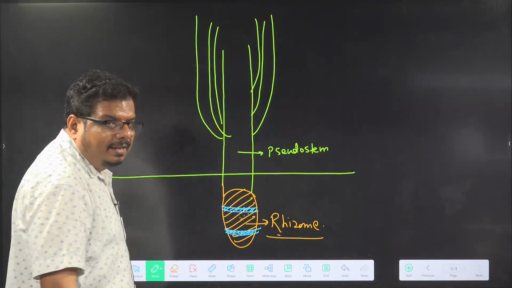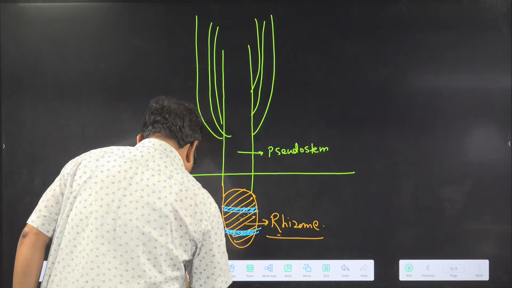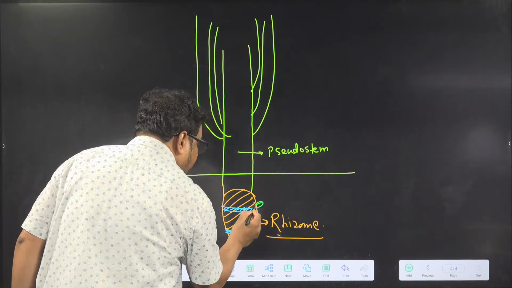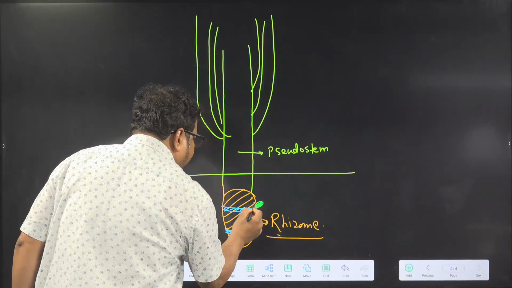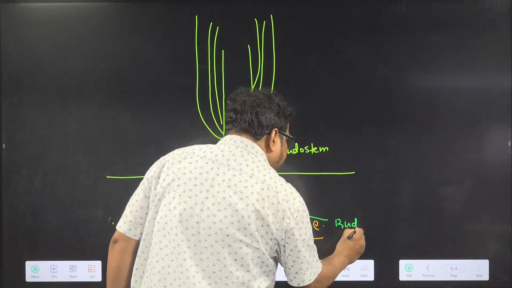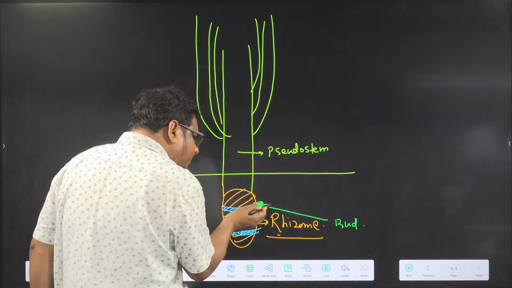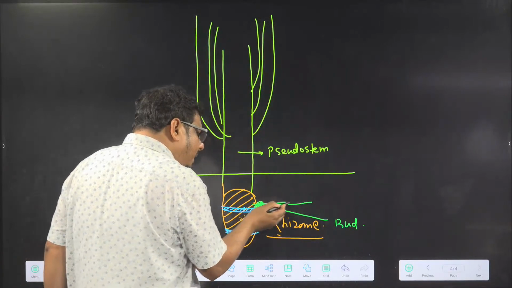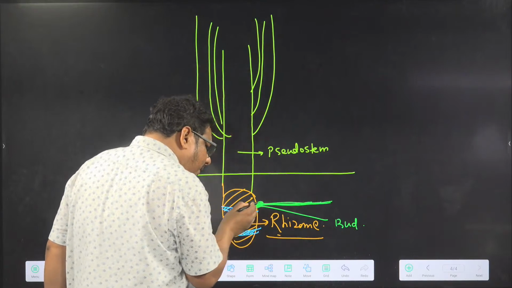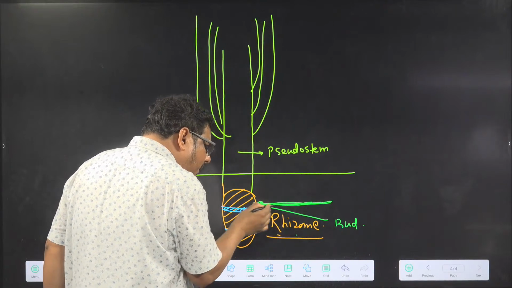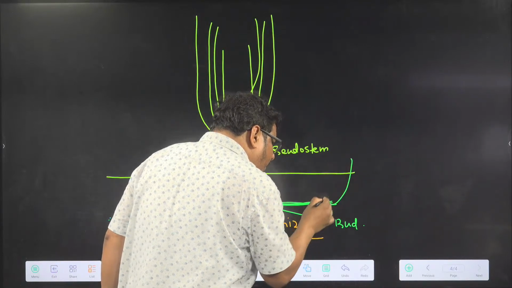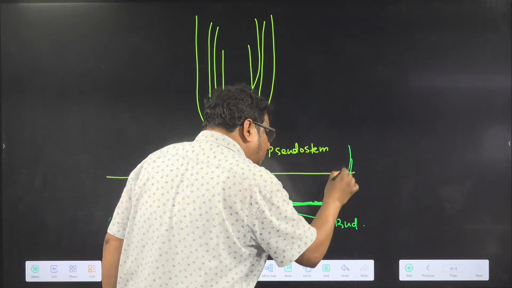Picture came or not? Now what happened? From here, buds arise. What will arise? Buds arise at the node, in the axil of the leaf, which is a scaly leaf. Who is there? Bud is there. And this bud is going to form a branch. So this is a branch growing horizontally in the soil. This branch arises from the bud of the rhizome and grows horizontally in the soil, and later on moves obliquely and touches the soil surface.